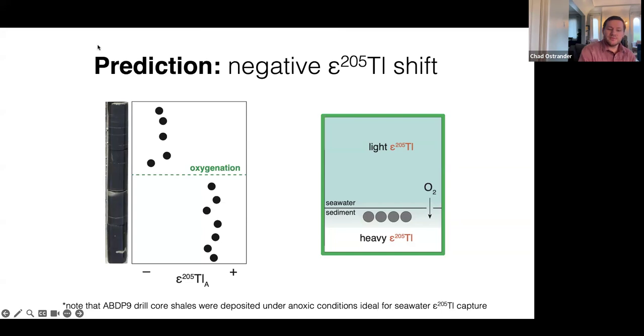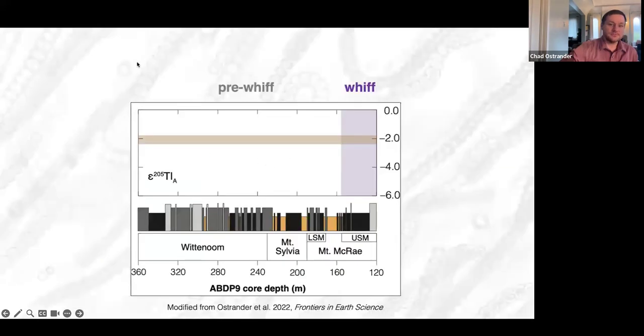And so we can come to the Mount McRae shale with a prediction. The Mount McRae shale was deposited under locally anoxic conditions, so it should be a good archive for seawater thallium isotope compositions. If there was sufficient oxygen in the ocean during the whiff to form and bury manganese oxides in sediments over a region of the seafloor, that should drive seawater to a lighter value, and we should capture that lighter value in the setting where the Mount McRae shale was deposited. So during the whiff, we should expect to see a shift towards lighter values.